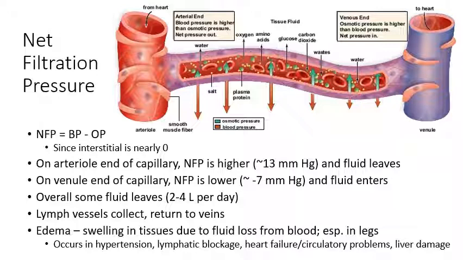Also, if you have liver damage, and that's because albumin is produced in the liver. If you don't have enough albumin, then you don't have enough oncotic pressure. The blood doesn't have as much osmotic pressure. The tissues are going to end up with too much water. So the oncotic pressure is going to drop. You're not attracting water back into the blood without that albumin there to attract it, which means that overall you're going to end up with swelling.